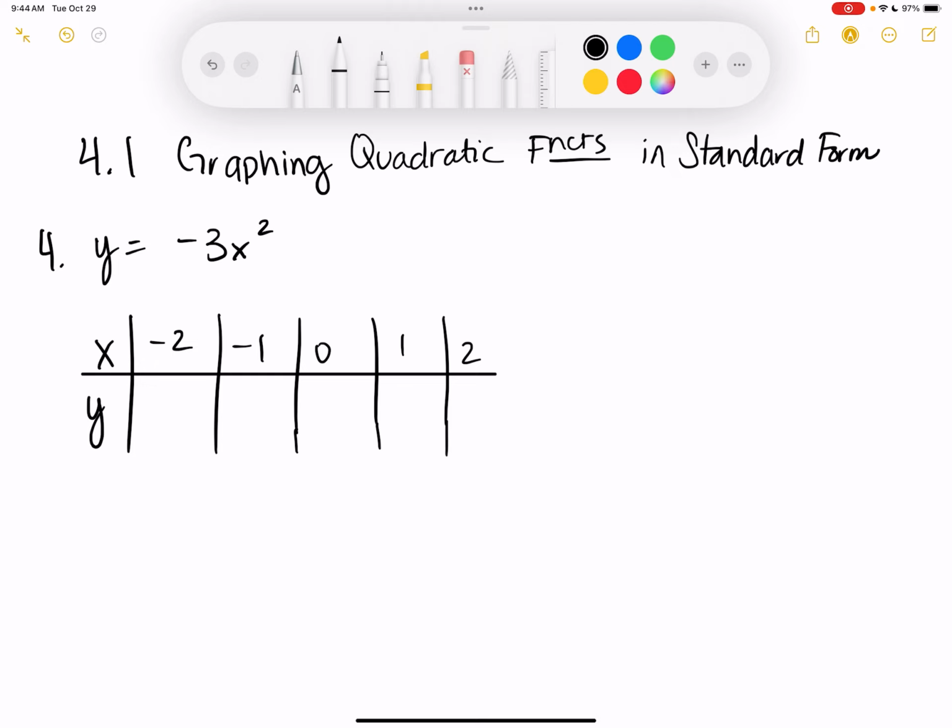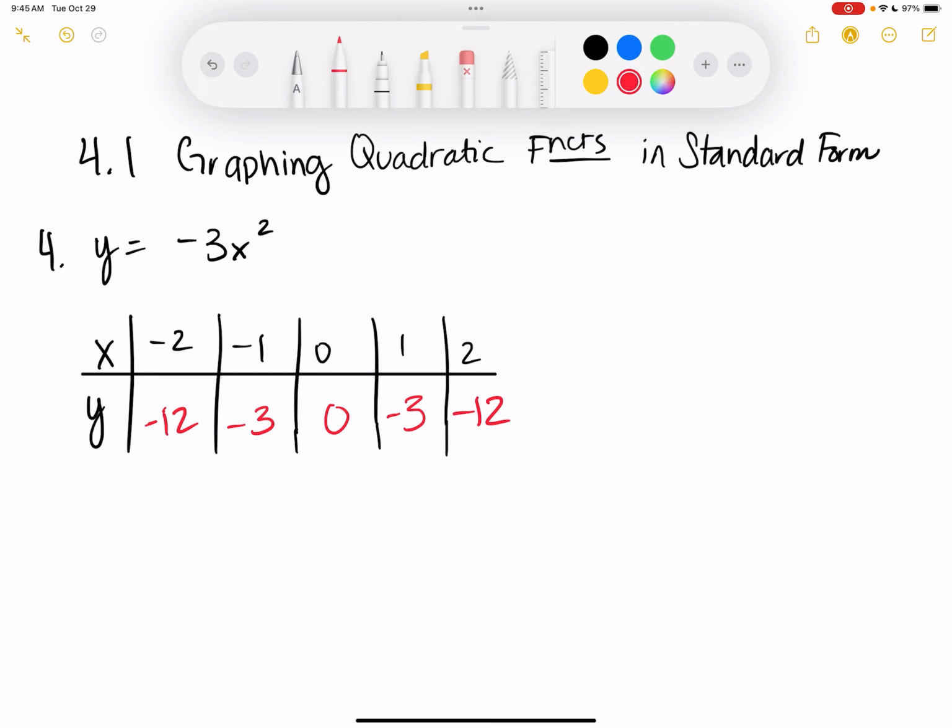So if I plug in negative 2 for x, what do I get? Negative 12. If I plug in negative 1, negative 3. If I plug in 0, 0. Plug in 1, negative 3. Plug in 2, negative 12. Wait, so negative 2 equals 2? Really? That's magic. Okay, now to the actual graphing part.